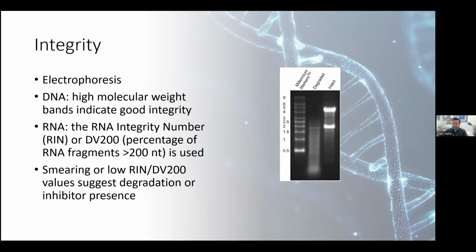Next is integrity. So yes, we have nucleic acid, but of what quality is it? How long are the fragments? And is there a lot of fragmentation? Electrophoresis is something that you could use, and as you can see, degraded nucleic acid smears. You have multiple fragments of all different small sizes, whereas intact DNA with better integrity will show strong bands of higher molecular weight.